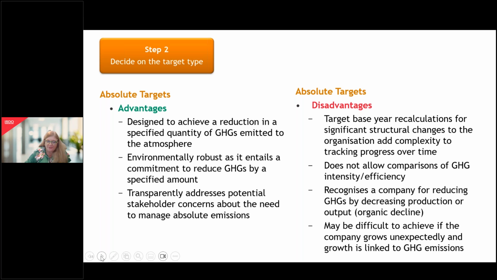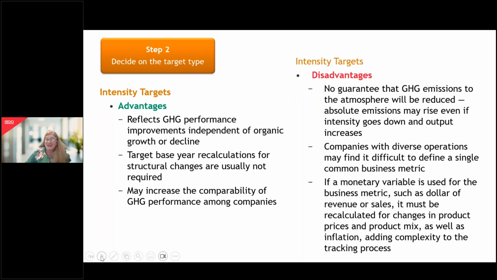So this is a little bit of an overview of absolute targets, advantages, disadvantages, and again with intensity targets, advantages, disadvantages. Advantages would reflect the GHG performance improvements independent of organic growth or decline. So if your organization is expecting or is going through significant organic growth or decline, that would be a good one for you to look at. Target year recalculations for structural changes are usually not required, and it might increase the comparability of GHG performance across various companies in the same industry. For example, it's very hard to just compare your baseline with another company. If you've got an intensity factor and an intensity target, it's somewhat easier to get to comparability.